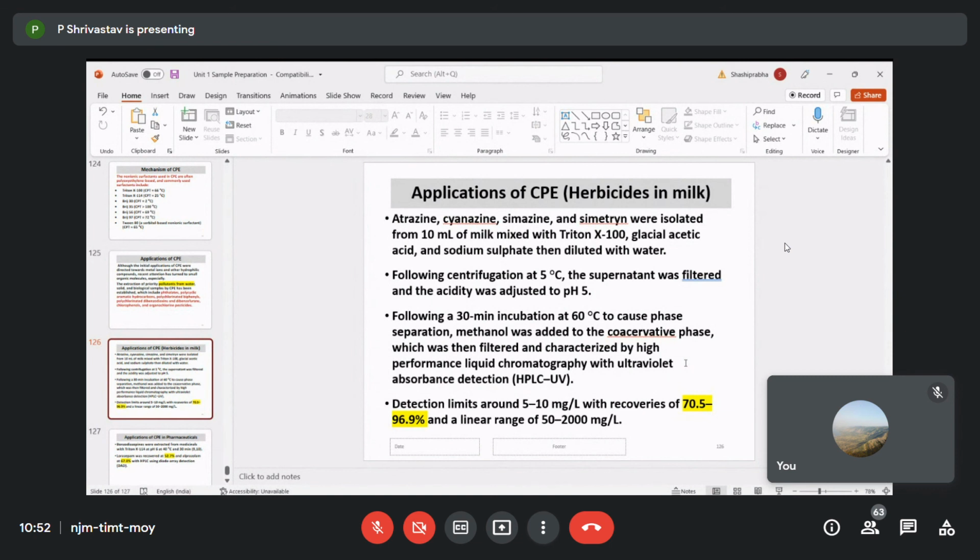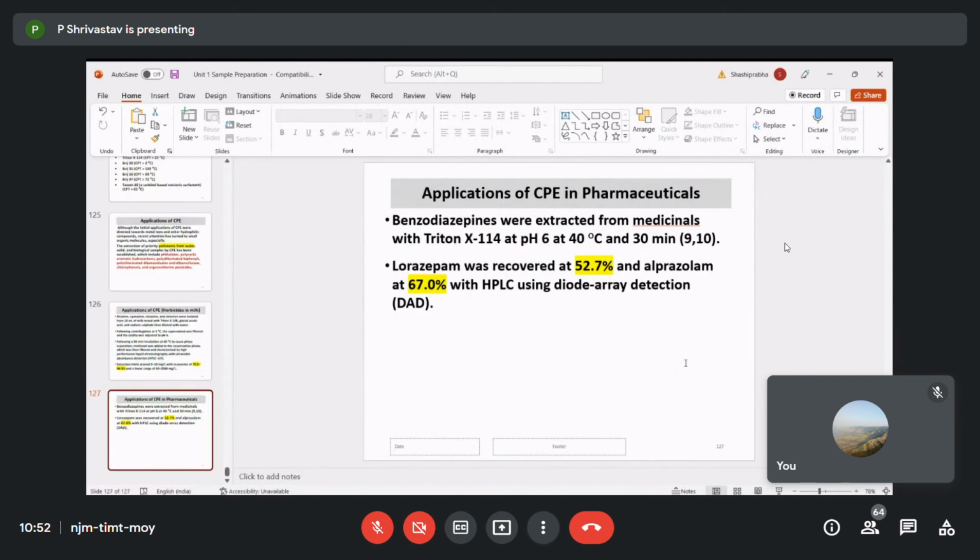It extracts and then you can analyze by any known technique, either by spectrophotometry or fluorescence or HPLC or whatever technique is around. It can also be used for separating pharmaceuticals. Benzodiazepines have been separated. Lorazepam is also separated and recovered to the extent of 52%. And likewise, they can be analyzed by, as I said, any known analytical tool, that is HPLC. So this was all about what I wanted to share with you regarding this unit.